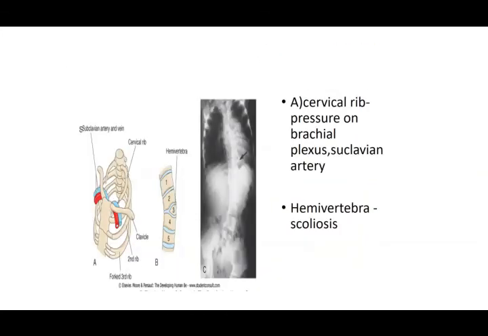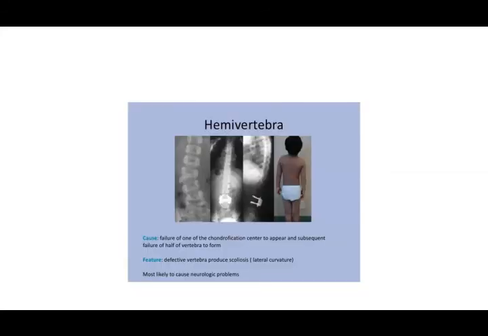Hemivertebra is where the whole of the vertebra does not ossify or chondrification does not occur. That is, it develops into a hemivertebra. Half of it is developed, and that can even result in an abnormal curvature. That is, again, we can label it as scoliosis. See this?